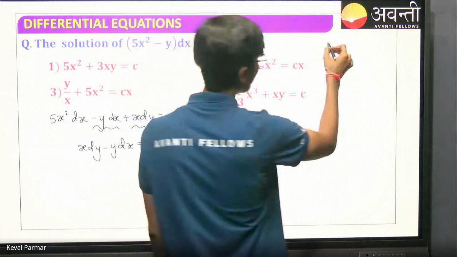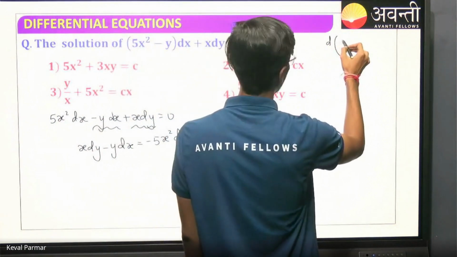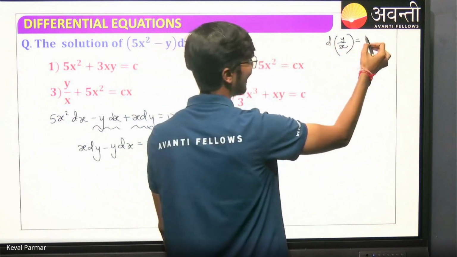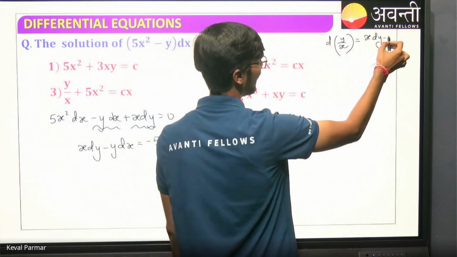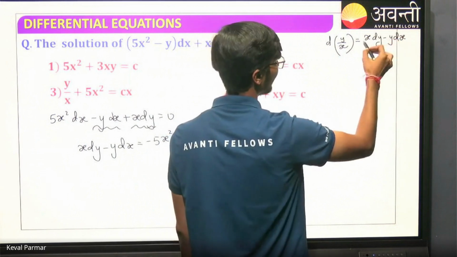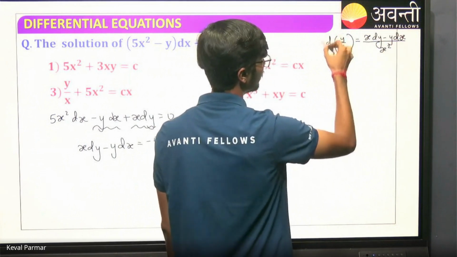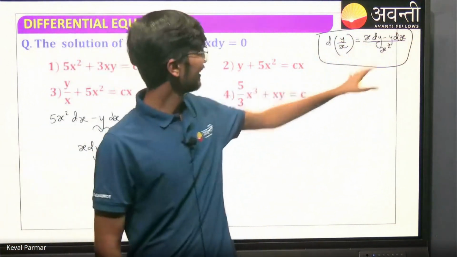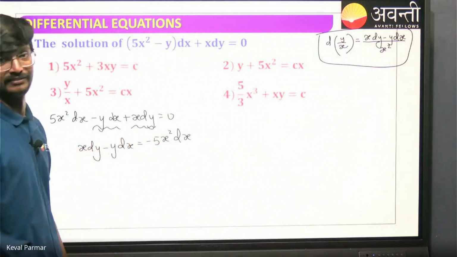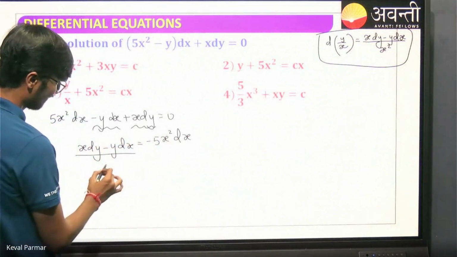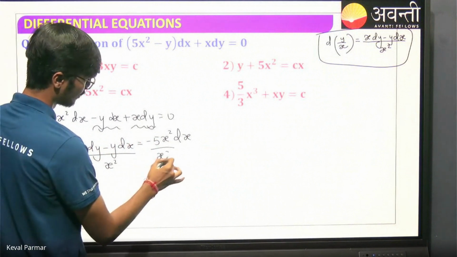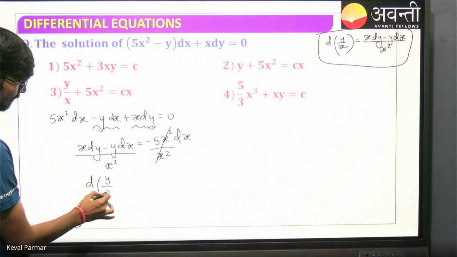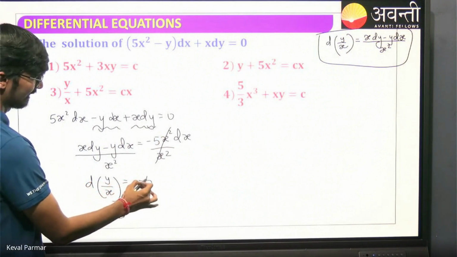Basically, if I write derivative of y upon x, what is derivative of y upon x? X derivative of y minus y derivative of x upon x square. So I have to adjust the right hand side. In the right hand side, I can see x dy minus y dx. We just need upon x square. So I'll divide by x square here, divide by x square here. So this will get cancelled. So this is derivative of y upon x is equals to minus 5 dx.